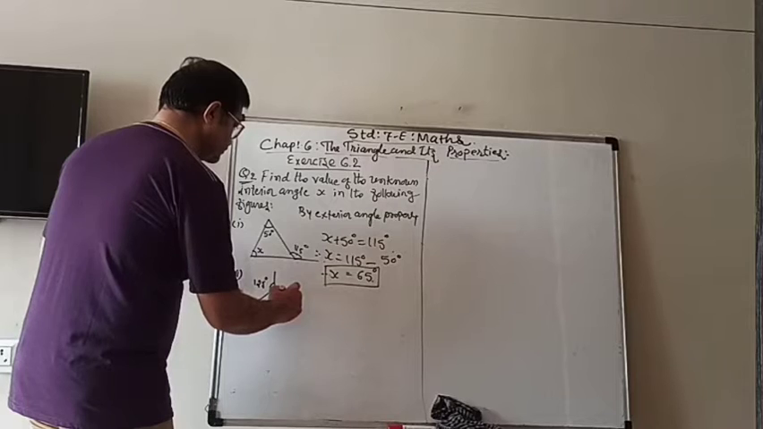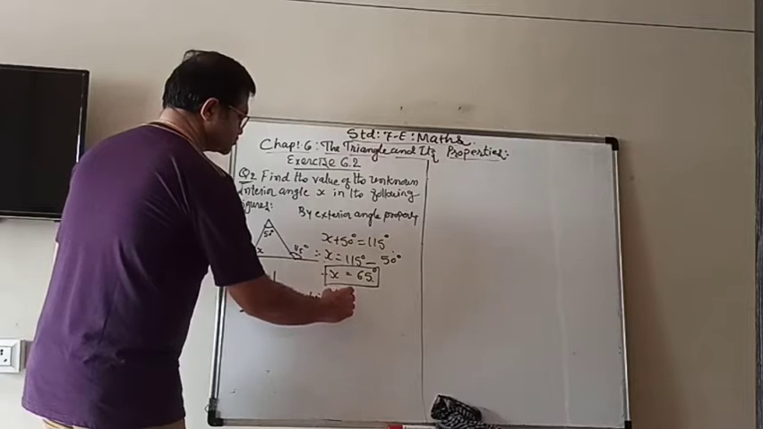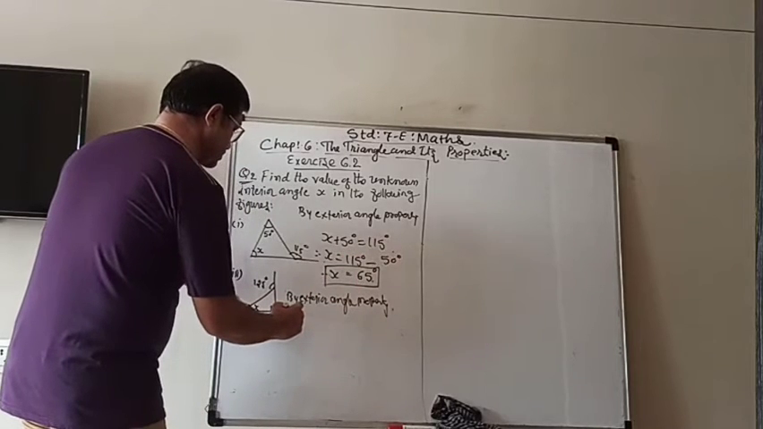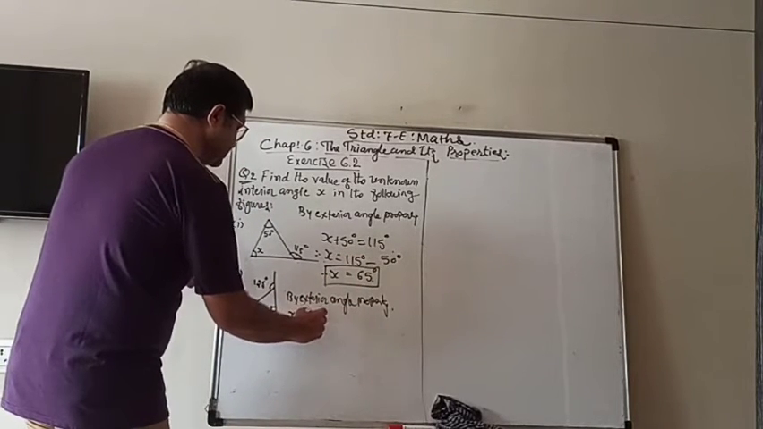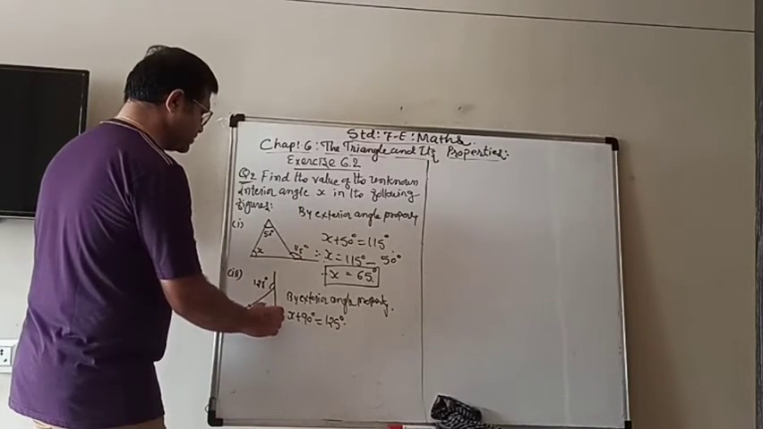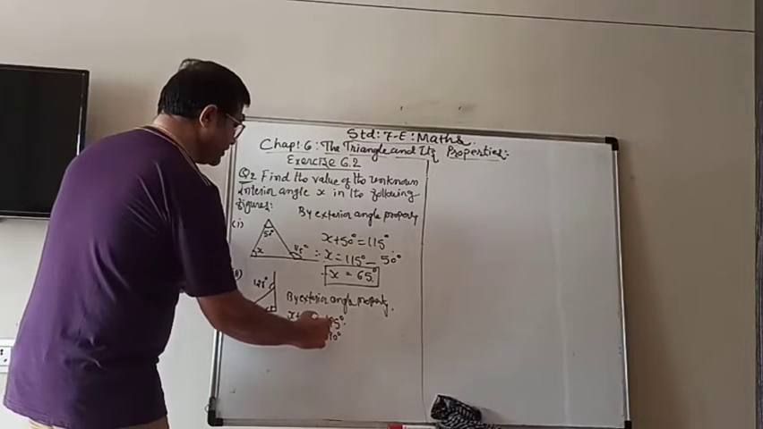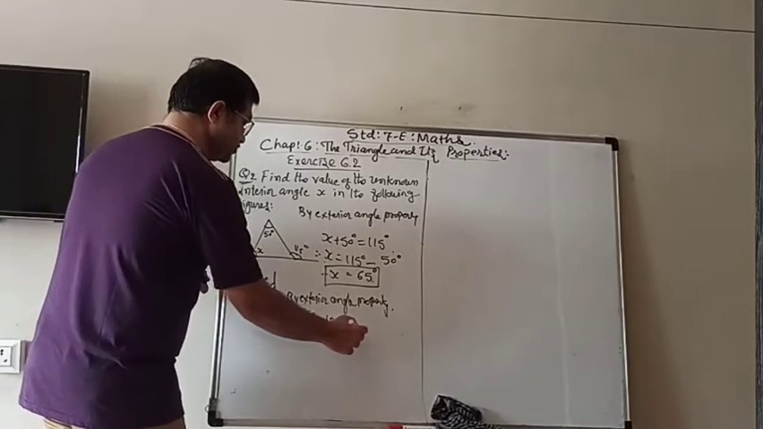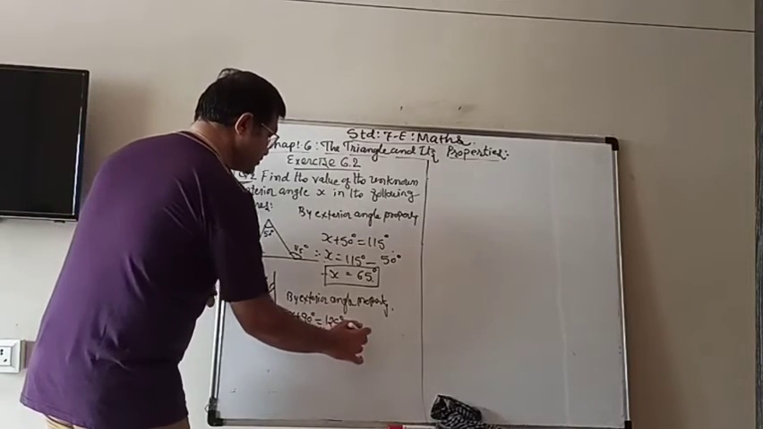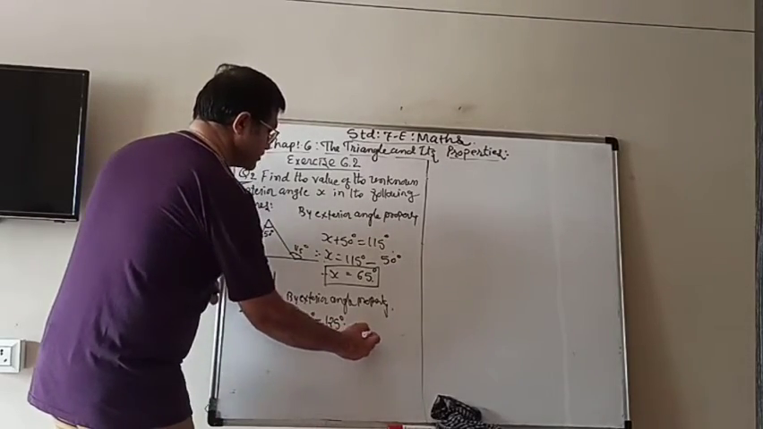So now by exterior angle property, x plus 90 degree is equal to 125 degree, because that angle is the 90 degree. So x is equal to 125 minus 90 degree. 5 minus 0 is 5, and 12 minus 9 is 3. So 35 degree.